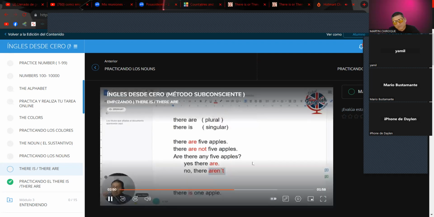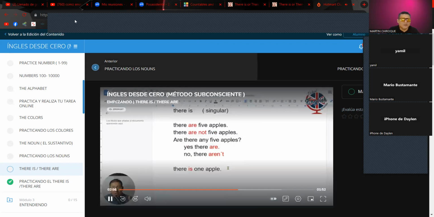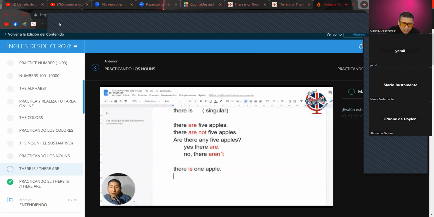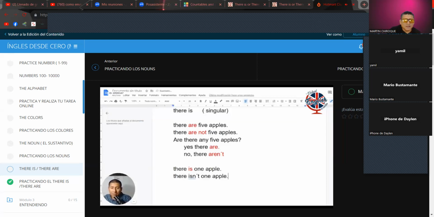Sin embargo, cuando nosotros vamos a utilizar la misma temática con singular, cuando hablamos de uno, yo tendría que decir aquí, por ejemplo, there is one apple, hay una manzana. Si yo quisiera negarlo, voy a poner there isn't. There isn't one apple.